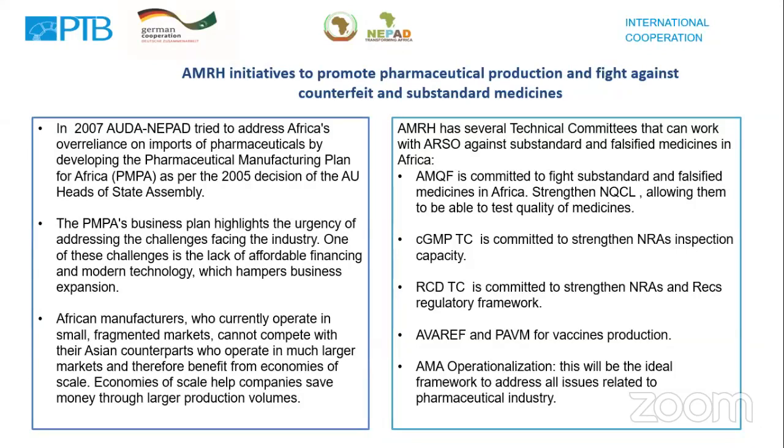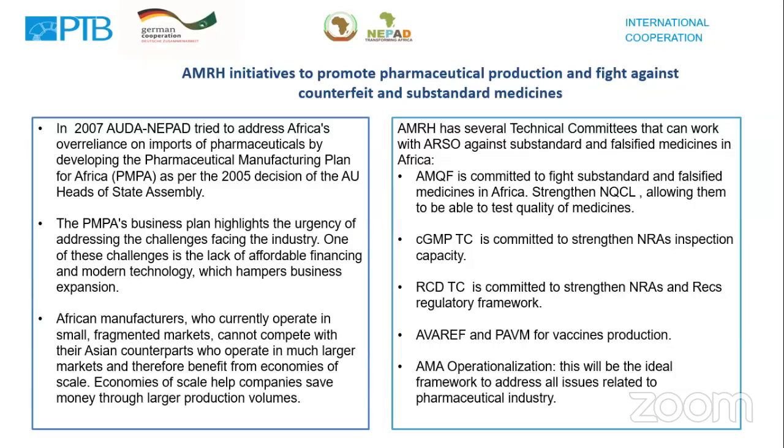The PMPA's business plan highlights the urgency of addressing the challenges facing the industry. One of these challenges is the lack of affordable financing and modern technology, which hampers business expansion. African manufacturers who currently operate in small, fragmented markets cannot compete with their Asian counterparts who operate in much larger markets and therefore benefit from economies of scale. Economies of scale help companies save money through larger product volumes.